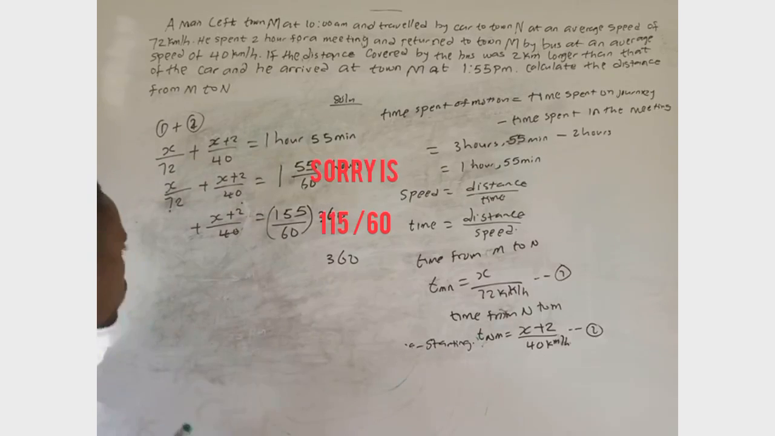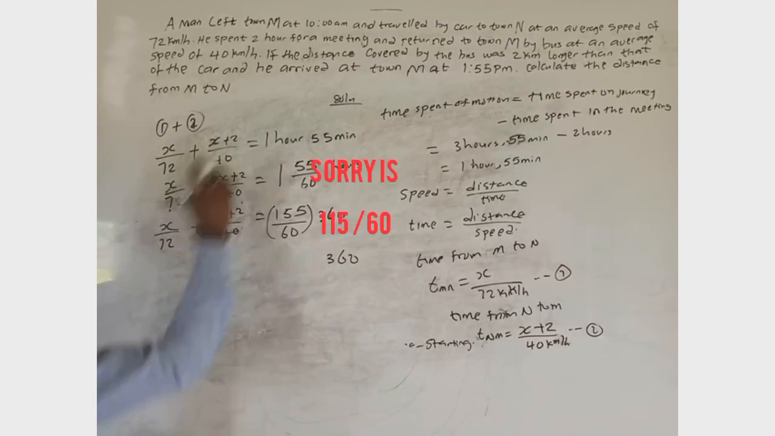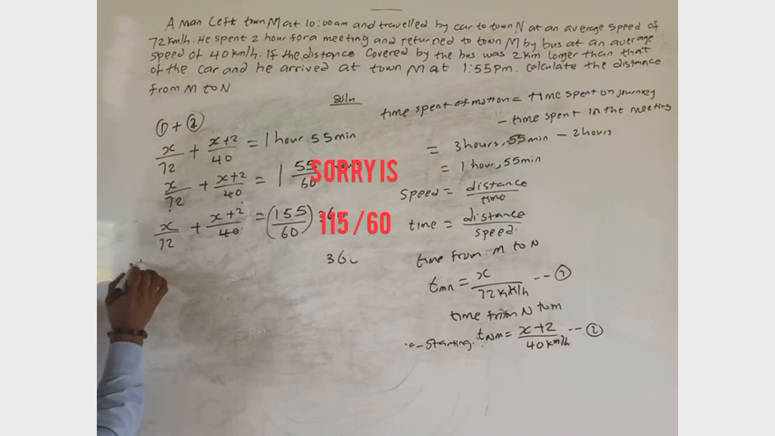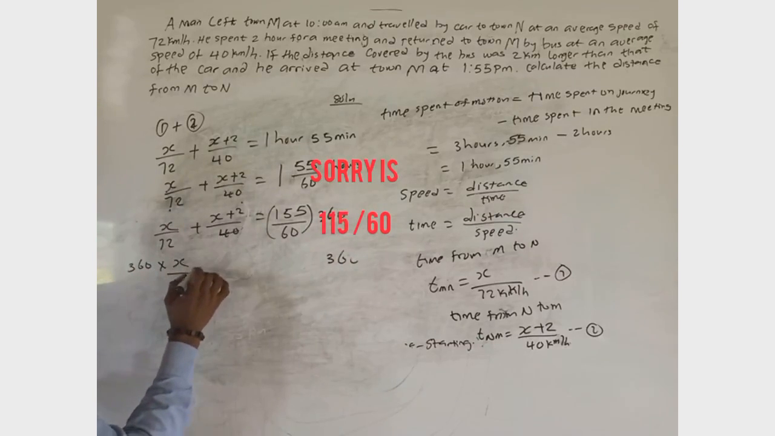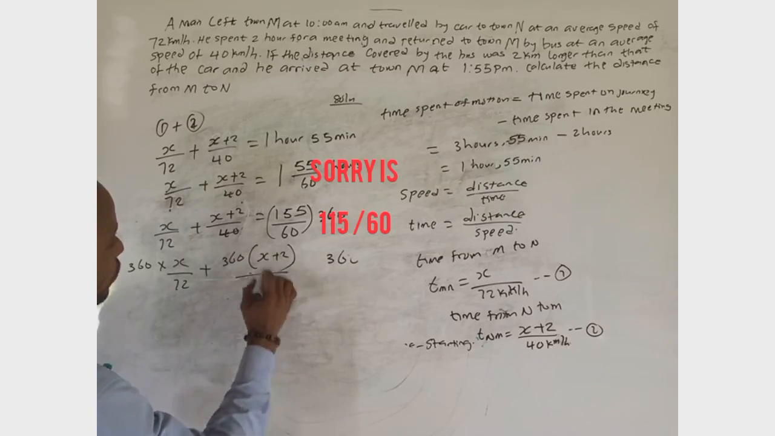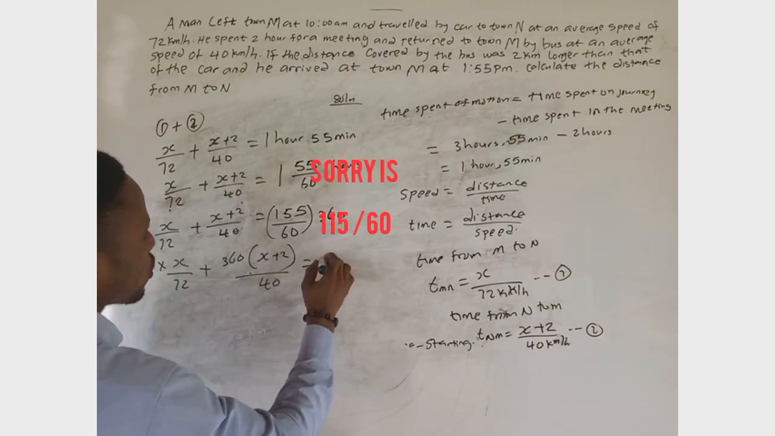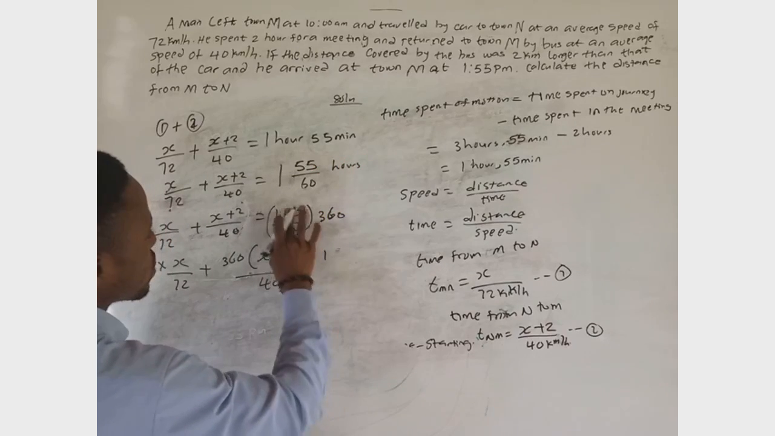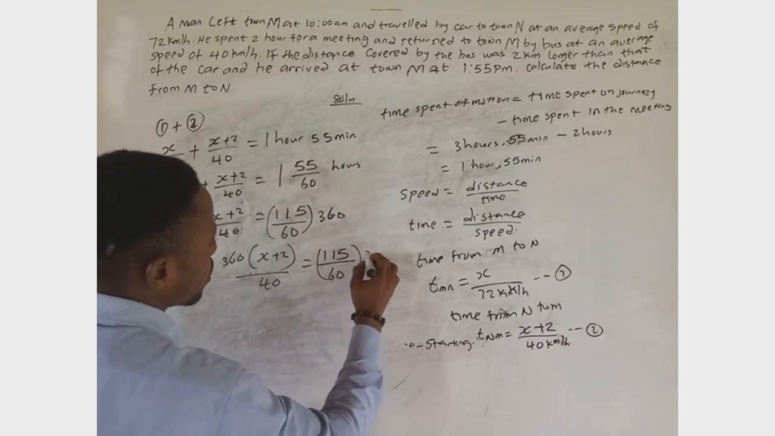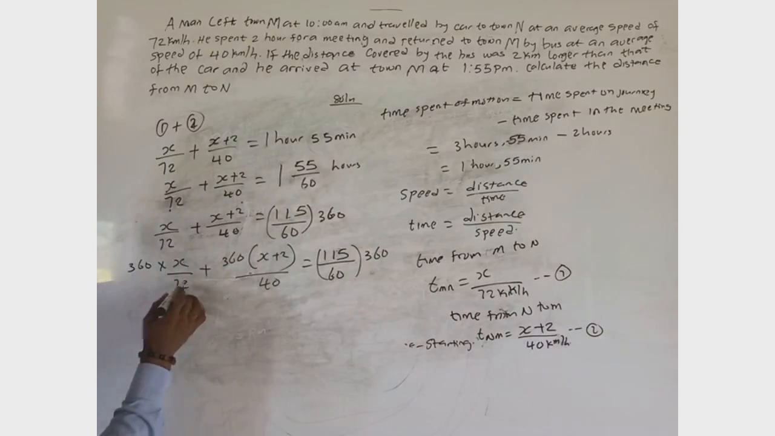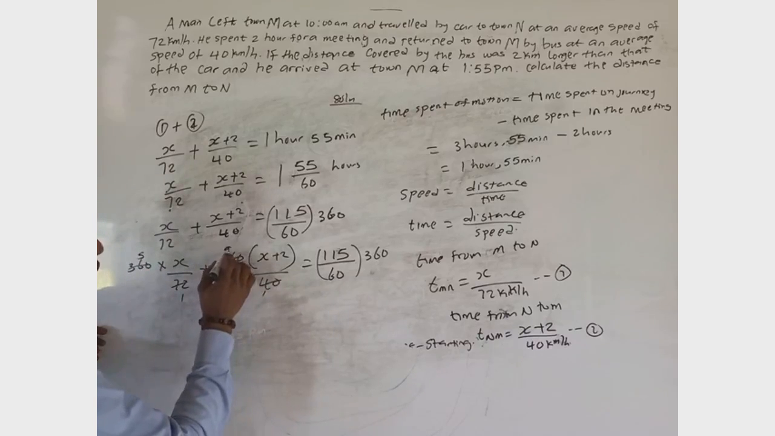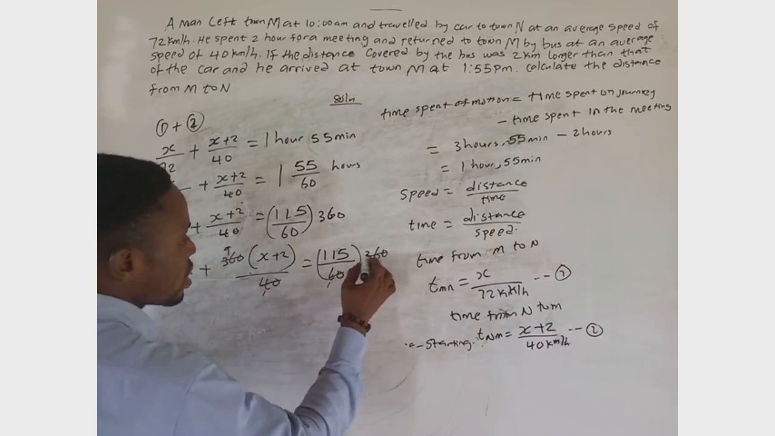I have S over 72 plus S plus 2 over 40 equal to 115 over 60, so we multiply 360 by S over 72 plus 360 by S plus 2 over 40, equal to 115 over 60 multiplied by 360. 72 into 360 gives 5, 40 into 360 gives 9, and 60 into 360 gives 6.